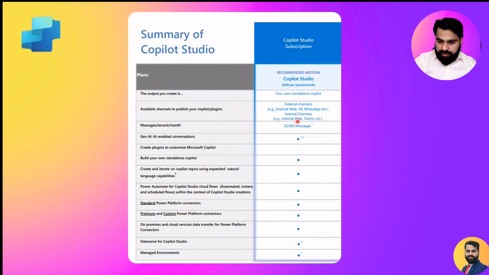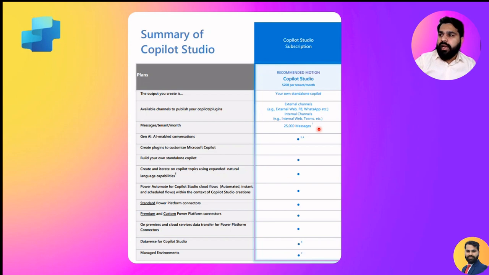Internal channels include internal websites and SharePoint sites, and we can publish on those. Teams also we can publish on. Mostly Teams is the favorite channel internally if any organization wants to use that. We can also have Copilot Studio integrated within Power Apps as well. Now, how many messages per tenant per month are available within this particular license? These are 25,000 messages.